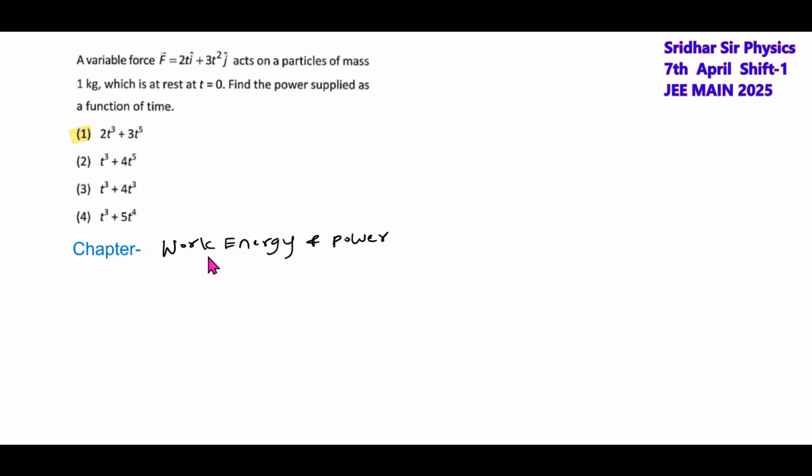This question belongs to the chapter Work, Energy and Power. The question is: a variable force F equal to 2t i cap plus 3t square j cap acts on a particle of mass 1 kg which is at rest at t equals 0. Find the power supplied as a function of time.